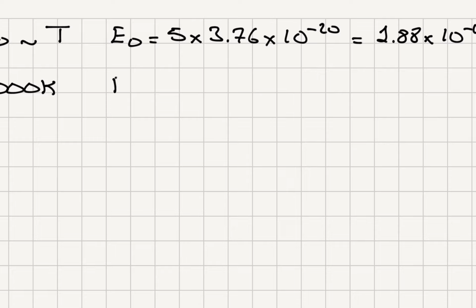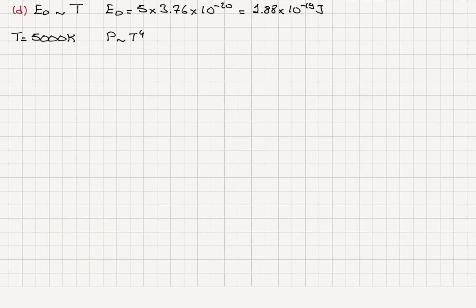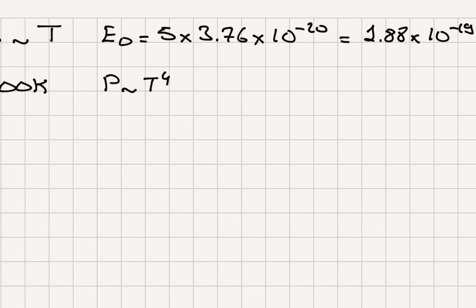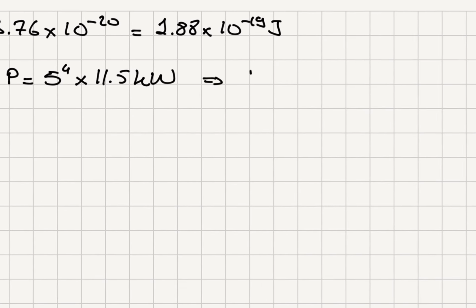On the other hand, the power varies as T to the fourth power. So we can see here we have kT cubed, and then from E0 another factor of kT. So the power varies as T to the fourth power. So the power that we have calculated will be 5 to the fourth power times 11.5 kilowatts. That will be the new power. So this will give us a power of 7.2 megawatts.